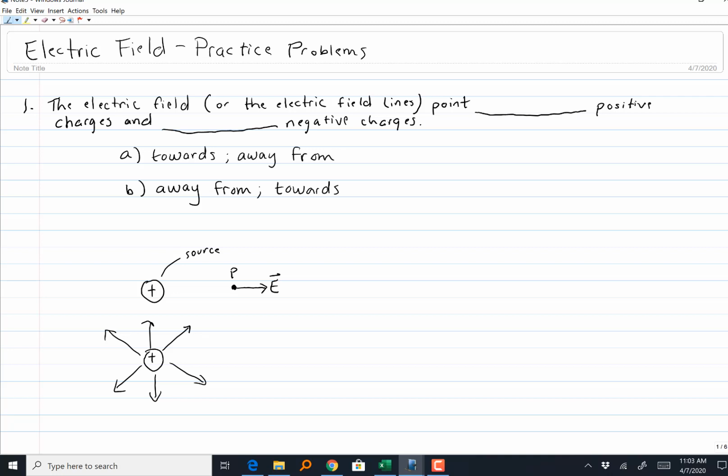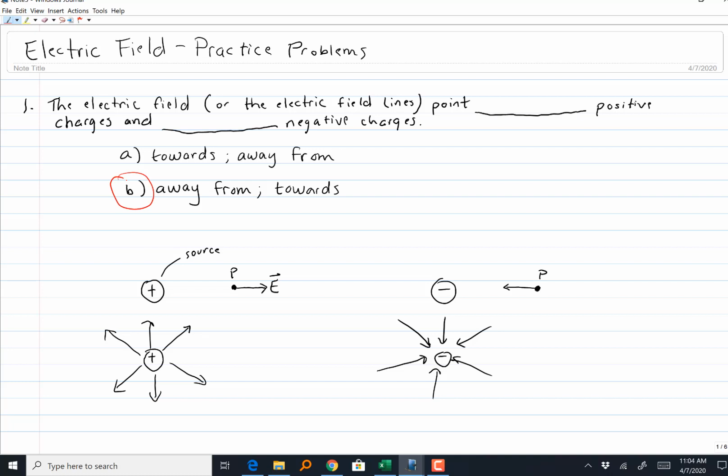And then the exact opposite will be true for the negative charge. If I have a negative charge that I'm starting with, I put my tiny 0 positive test charge in the vicinity. That force will point towards the negative charge, but then if I get rid of that charge and I say what's the electric field at this point P, that electric field vector will point towards the negative charge, or again, the electric field lines are all going to end on this negative charge. So it's pointing towards the negative charge. So the answer for this problem is going to be B. The electric field lines point away from positive charges and towards negative charges.